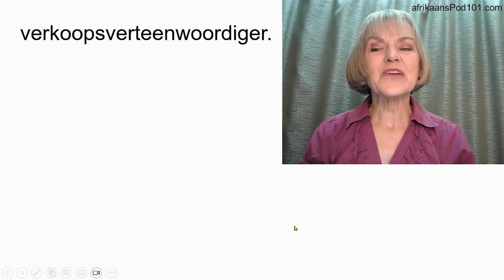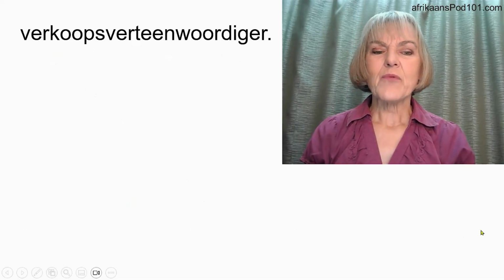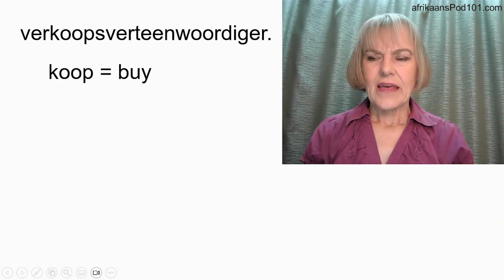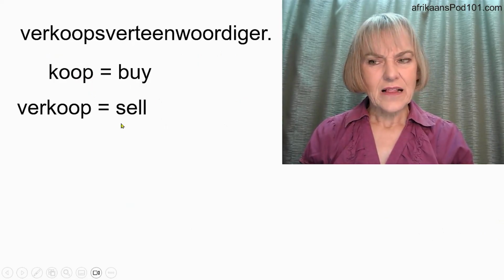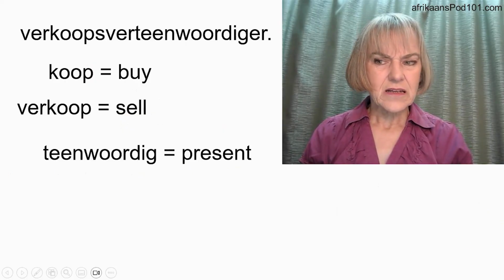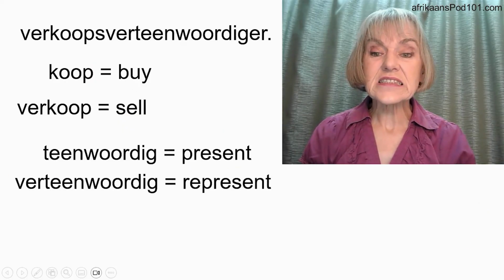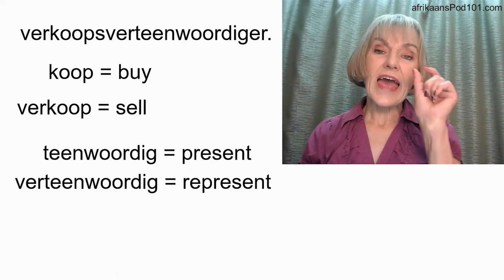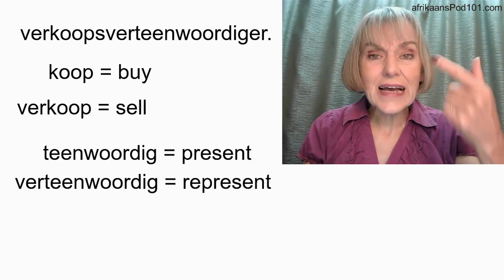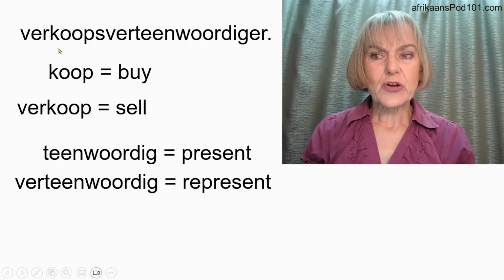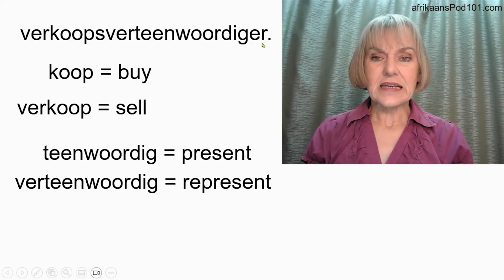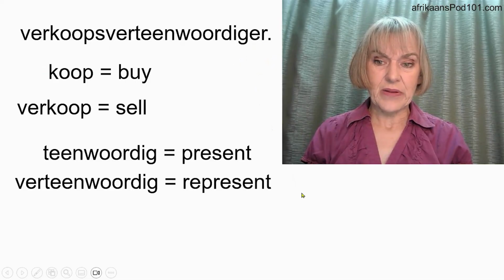Okay, now let's have a look at this long word here. I want to break it up for you. So koop is buy. Verkoop is sell. And teenwoordig is present. Verteenwoordig is represent. And of course, if you add an ER to a word, it means it's the person who does it. It's the same in English. So there's a verkoopsverteenwoordiger. So he's the person who represents the company to sell the things for that company.